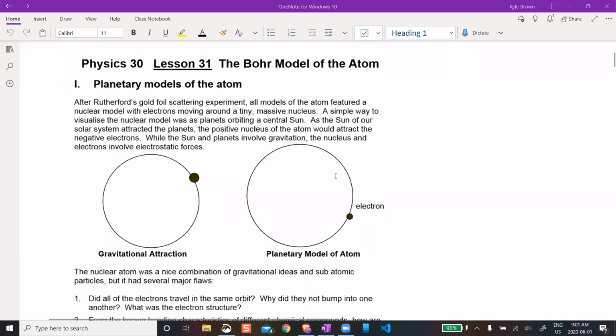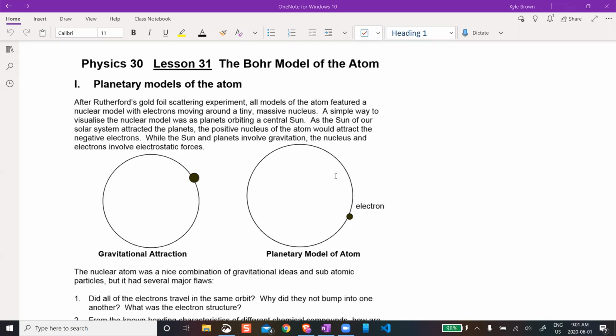Okay, so lesson 31, the Bohr model of the atom. All right, so we've done a bunch up until this point, and really now we're actually going to start putting it all together, because this model is not the final model, but it's actually pretty close, and actually it's really useful is the biggest thing.